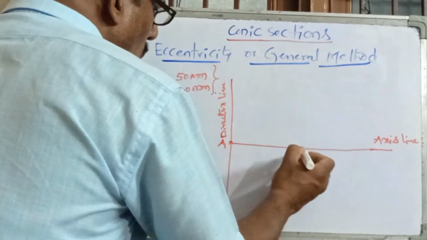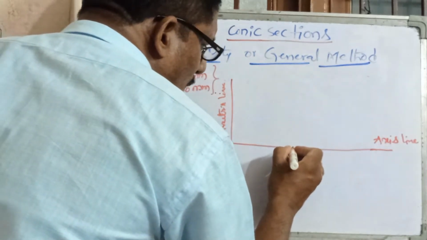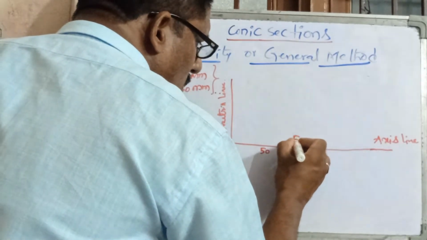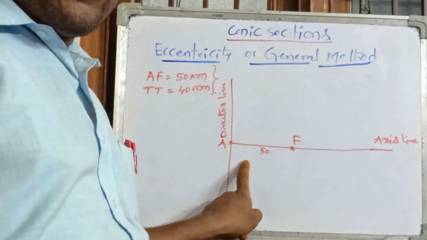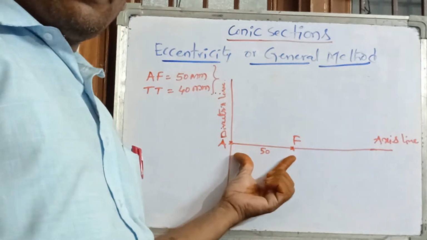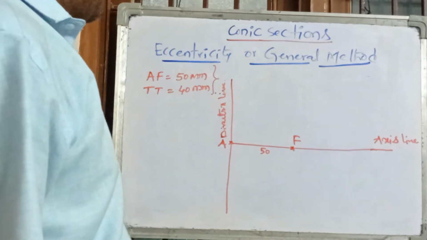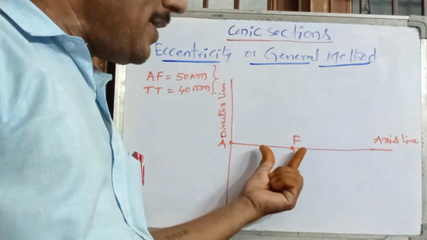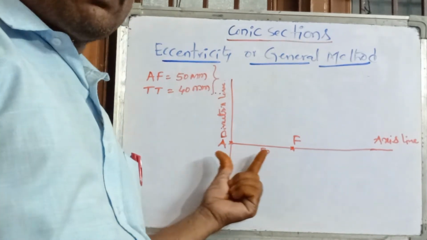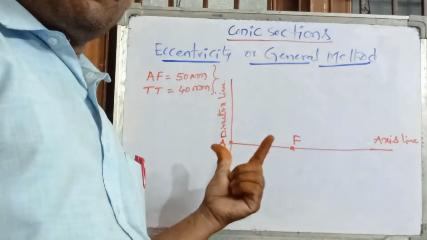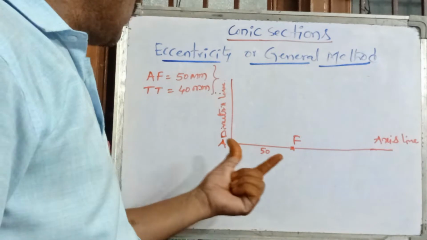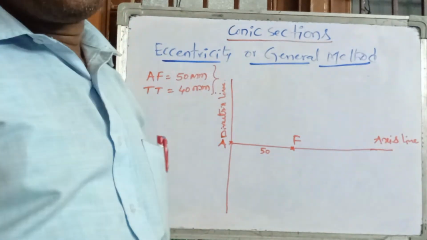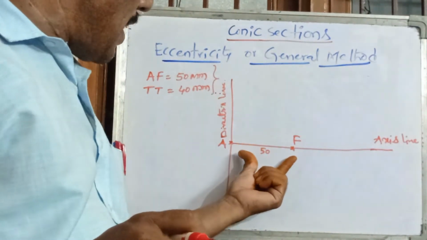So directrix to focus length is given as 50 mm. Mark 50 mm here using the scale. This distance is 50 mm, and this point is the focus. Now here the miracle is that the vertex fixing is very, very important. Depending upon the vertex point movement, the curve changes, whether it is a parabola or ellipse or hyperbola. That is the miracle. So how the vertex is fixed, we see here. This method is not there in the textbook.